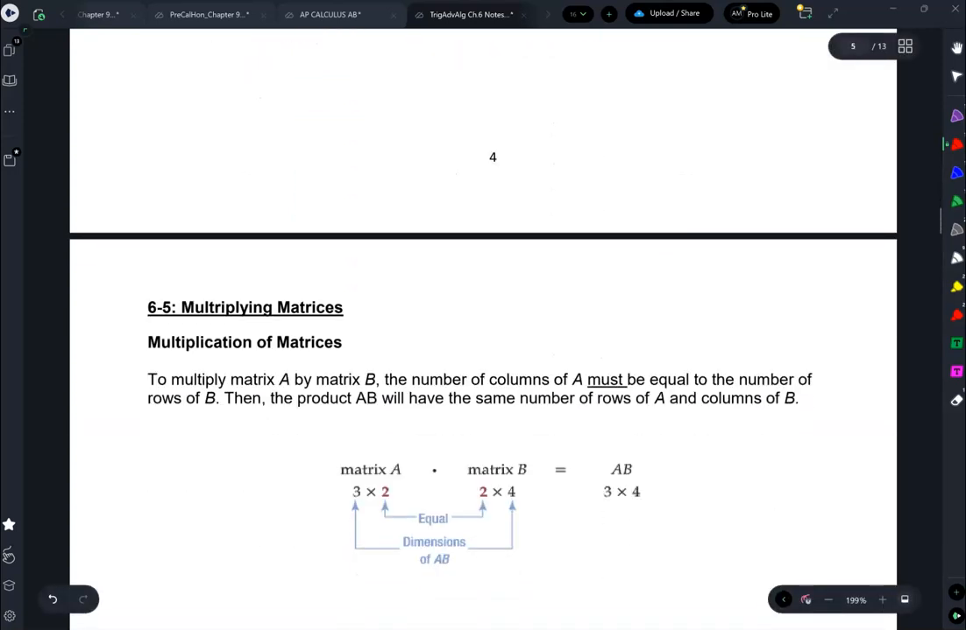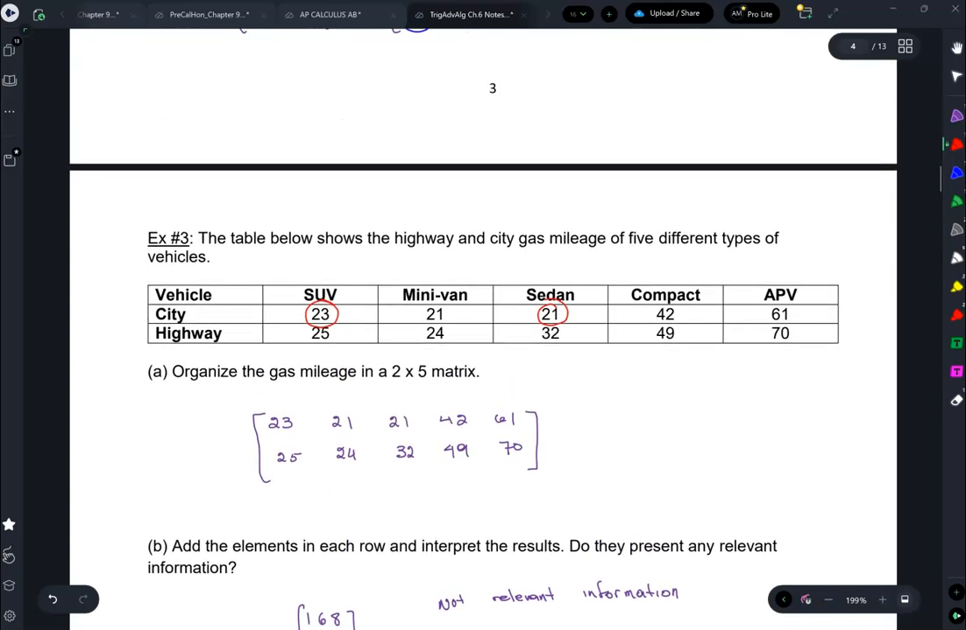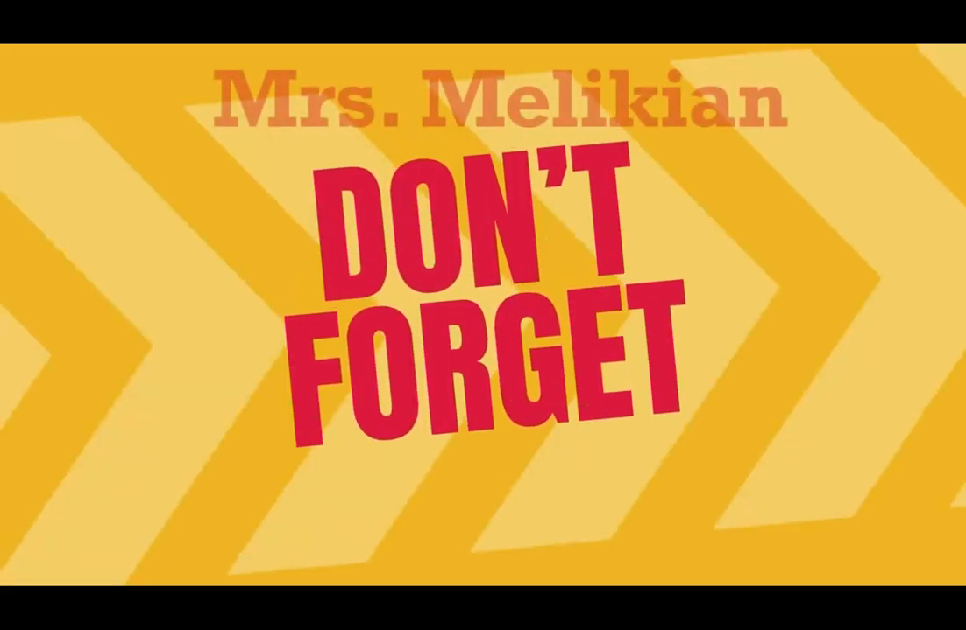All right, so this is where we're going to stop today. This was just an introduction to terminology and all of that.